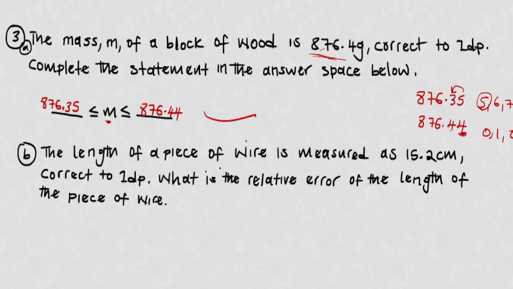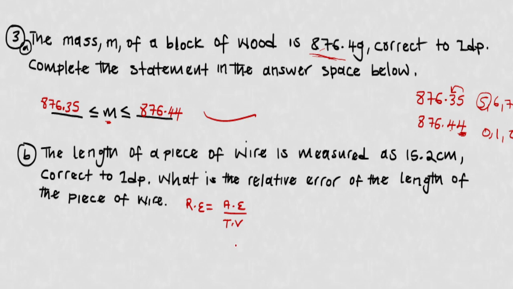Let's look at the other question. The length of a piece of wire is measured as 15.2 centimeters, correct to one decimal place. What is the relative error of the length of the piece of wire? Now remember, we had looked at what relative error is, how to find it, which we denoted as RE. I said relative error is given by the absolute error divided by the true value, like that.